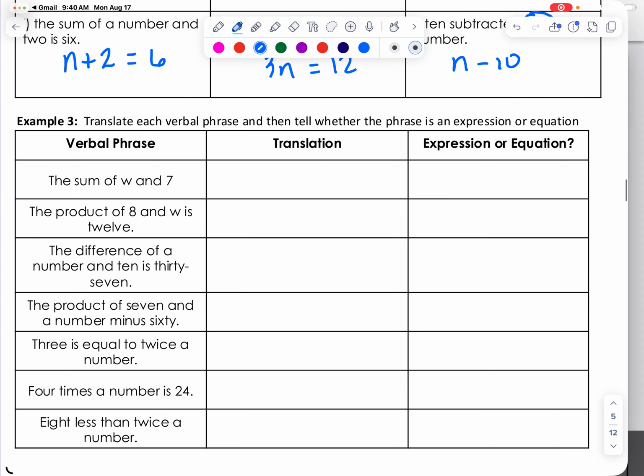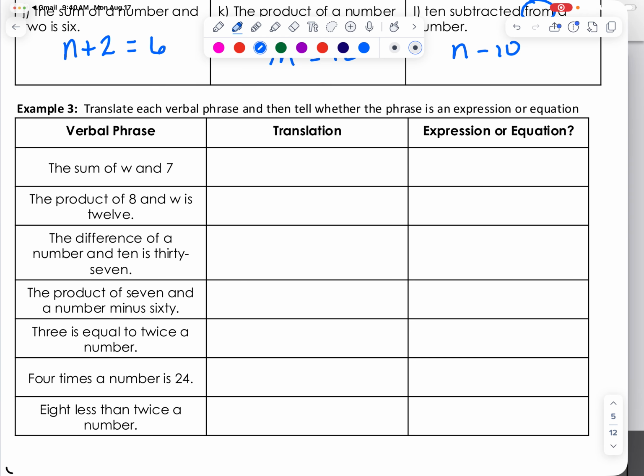Example 3. Translate each verbal phrase and then tell whether the phrase is an expression or equation. In our first verbal phrase, we have the sum of W and 7. Remember, sum is a key word for addition. So W plus 7. Is this an expression or an equation? Well, that's easy to tell. You just ask yourself, is there an equal sign? In this case, no, there is no equal sign. So this must be an expression.